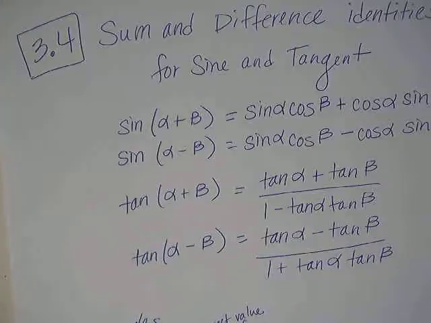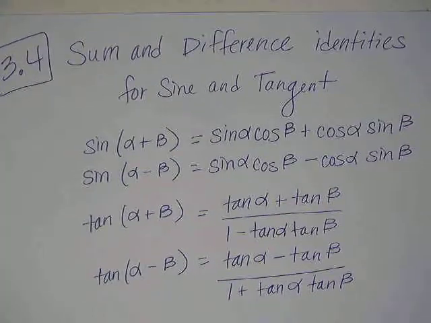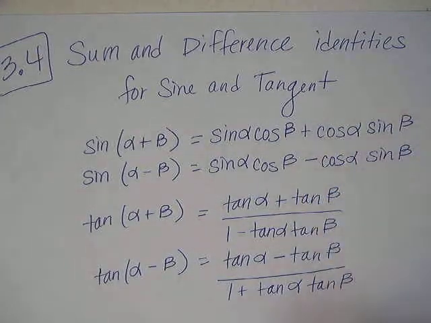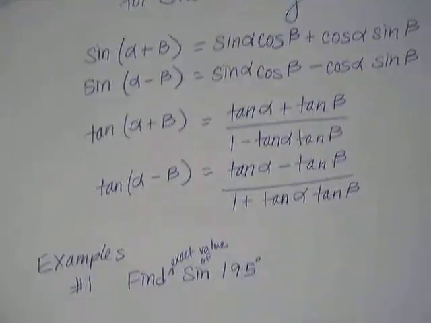For purposes of this video, I'm kind of starting over here. So section 3.4 is the sum and difference identities for sine and tangent. Many of the problems are very similar to what you're doing in section 3.3 with the sum and difference identities for cosine. It's just the identities that are different, but the process is the same. You're just plugging in numbers into a different identity.